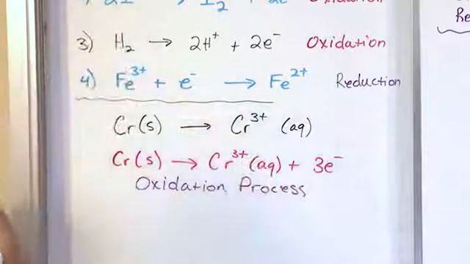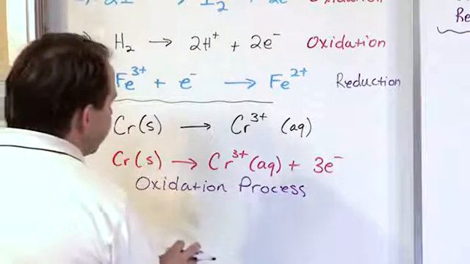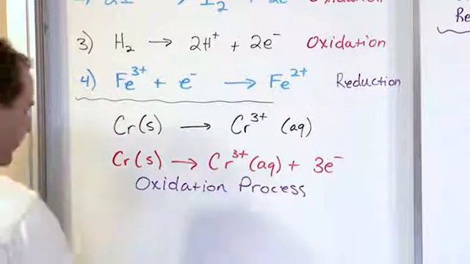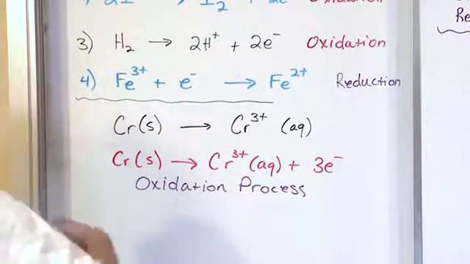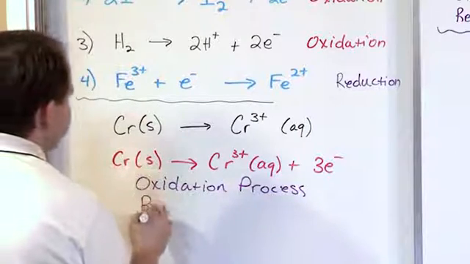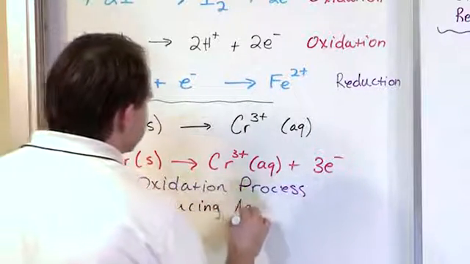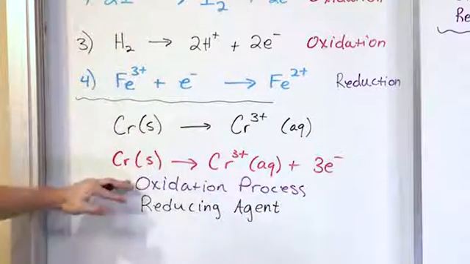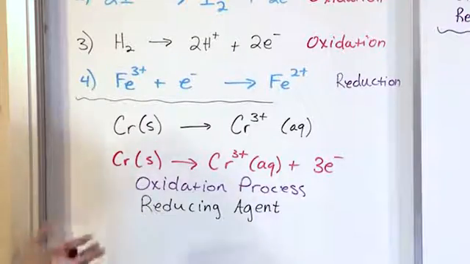Okay, this is a process of oxidation because chromium is losing electrons. Now the other question is, is the chromium atom that we started with an oxidizing agent or a reducing agent? There are two ways to do this. The easy way is that once you figure out this is an oxidation process, you automatically know that it's a reducing agent. You know that because of the way these definitions are set up. Once you know it's an oxidation process, the chromium is automatically a reducing agent.